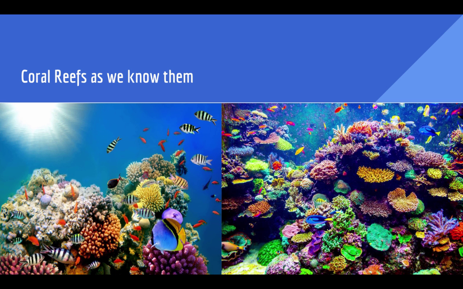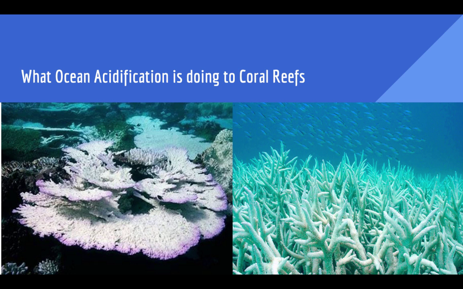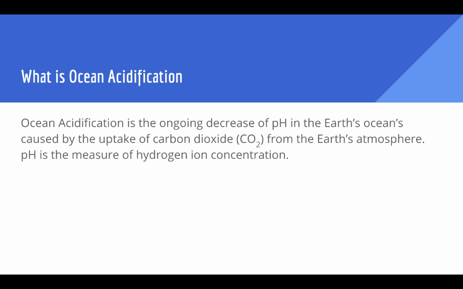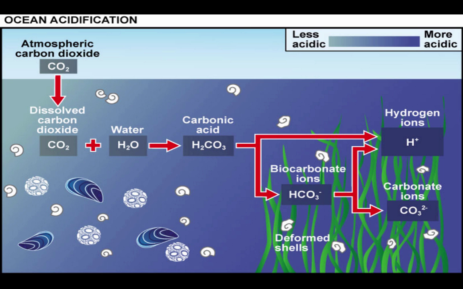Here's coral reefs as we know them: beautiful, colorful, and home to many different species of fish. This is what ocean acidification is doing to coral reefs. So, what is ocean acidification? It's the ongoing decrease of pH in the Earth's ocean caused by the uptake of carbon dioxide from the Earth's atmosphere. pH is the measure of hydrogen ion concentration.